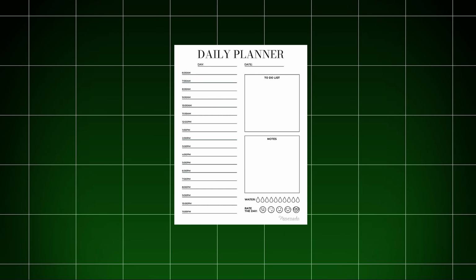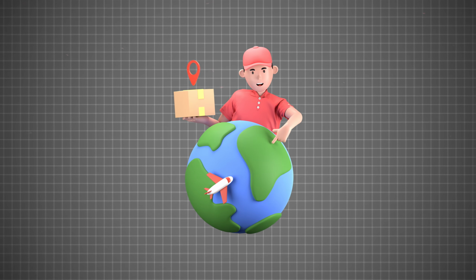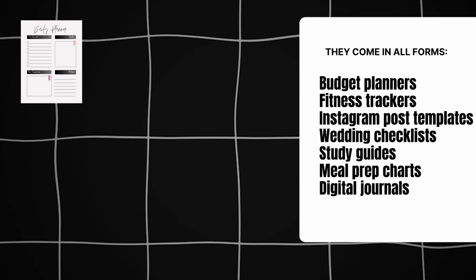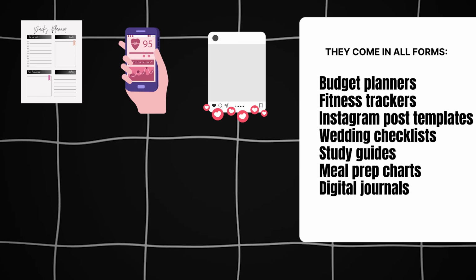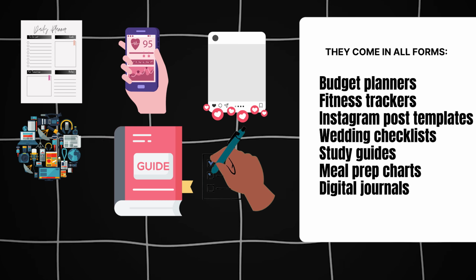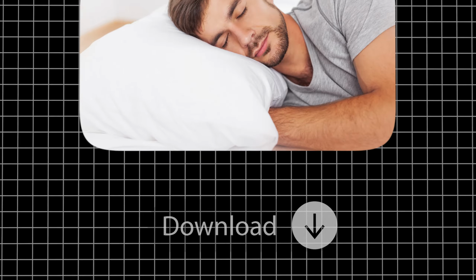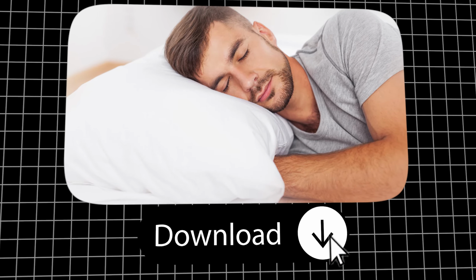Think about the last time you downloaded a PDF planner, bought a Canva template, or used a Notion workspace from someone online. That's a digital product. No physical shipping, no handling, just instant download. They come in all forms: budget planners, fitness trackers, Instagram post templates, wedding checklists, study guides, meal prep charts, digital journals. And here's the best part: you create it once and sell it over and over again. You could be sleeping and someone across the world downloads your product.